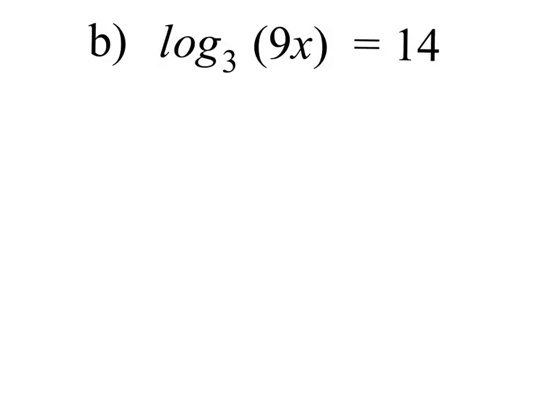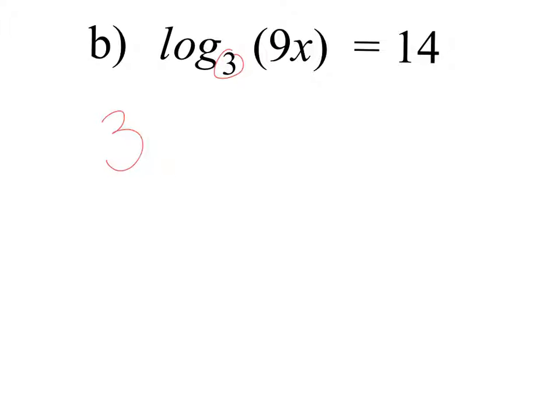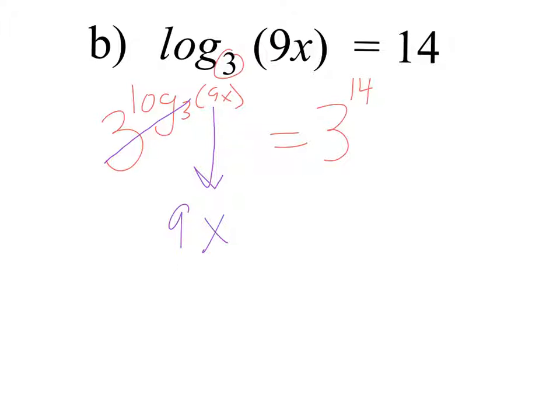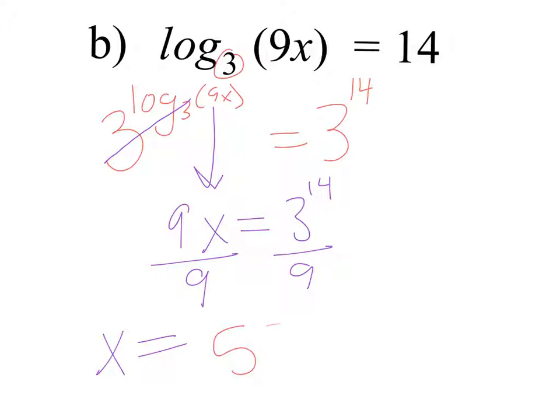Next, solving here. I'm taking the log of this whole thing. So again, first thing I'm looking for is what's my base. My base here is 3. So I have an exponential base 3, and then you raise it to whatever the equation is. So that means you have exponential base 3 raised to the 14th. Again, exponential and log base cancel out, leaving you with just the 9x. I'm going to keep this as 3 to the 14th, and then divide by 9. So x will be equal to whatever this is in your calculator. Not as big. 5, 3, 1, 4, 4, 1.